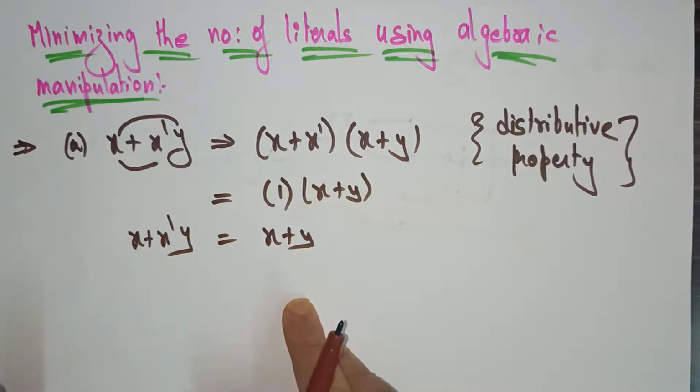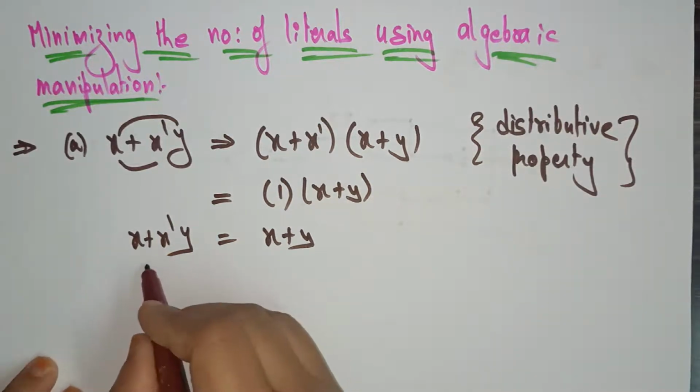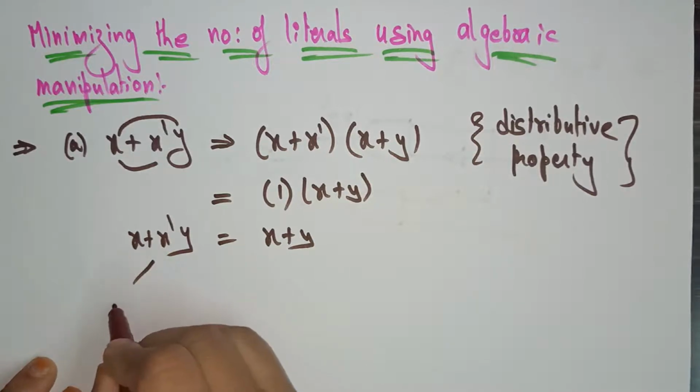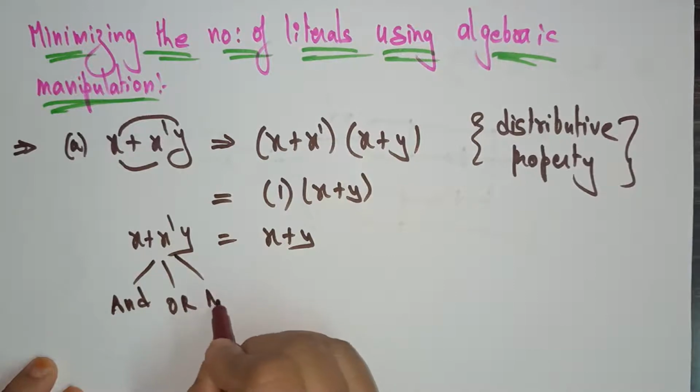So what did I minimize? Here I reduced one NOT gate. Here I have to use one AND gate. Okay, how many gates do you need to use? Here you have to use one AND gate, one OR gate and one NOT gate.